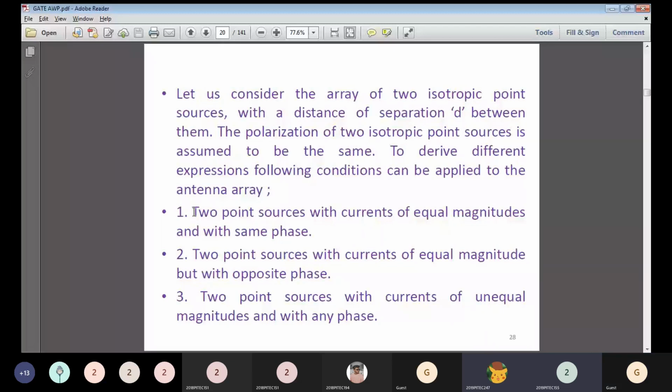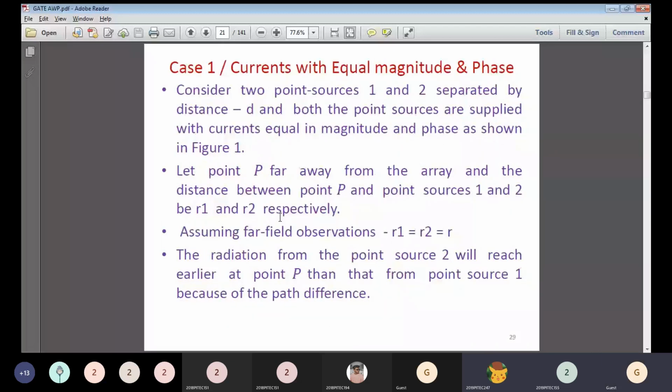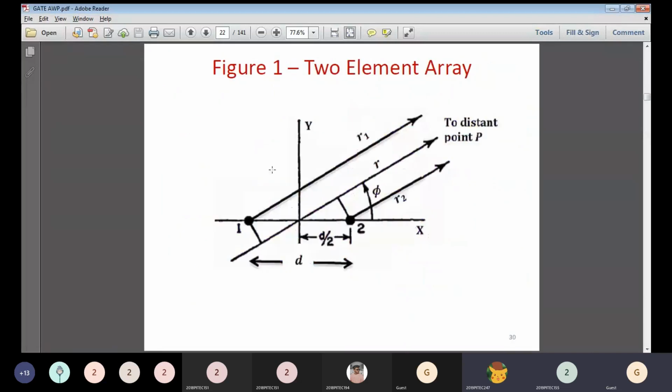In this case, consider 2-point sources 1 and 2 separated by the distance D, and both the point sources are supplied with currents equal in magnitude and phase as shown in figure 1. Here you can see figure 1. Here we have the point source 1 and here the point source 2. The distance between the point sources 1 and 2 is going to be D, and here we have D by 2, half of the distance.